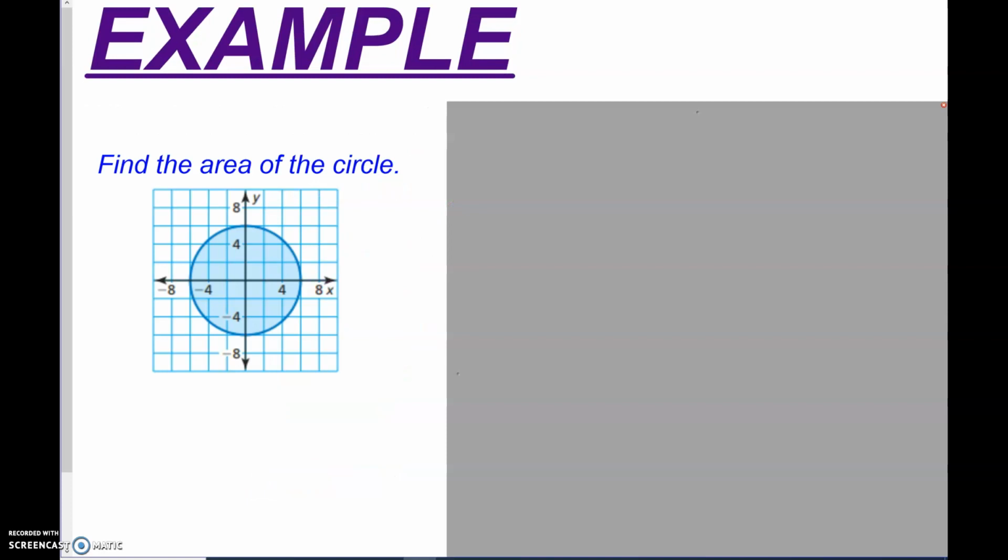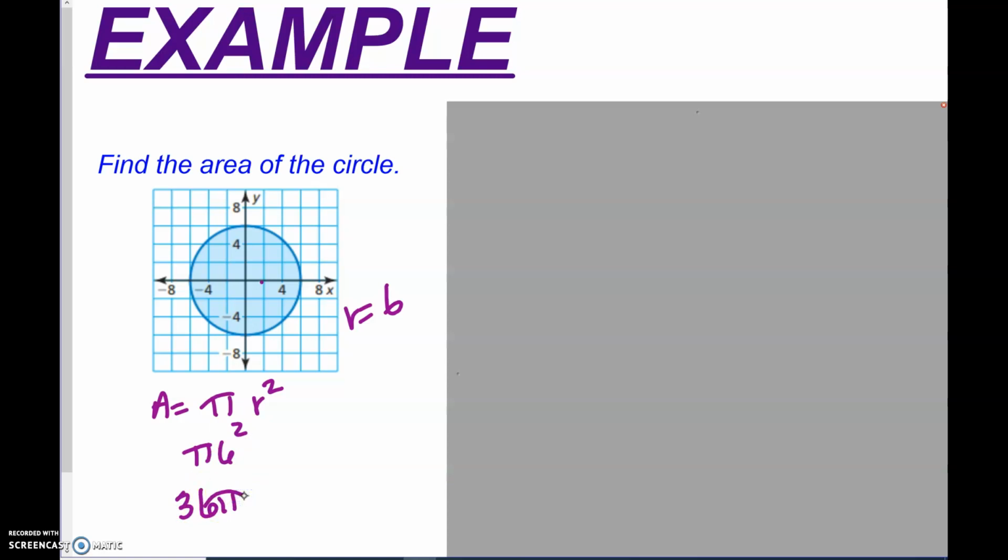All right, next one, find the area of the whole circle here. So we've got area equals pi r squared, so we need to find this radius. Looks like they're counting by 2s, 2, 4, 6, 8. So it looks like the radius is 6. So if they're going to want an exact answer in here, we're going to put in 6 squared. So the exact answer would be 36 pi.